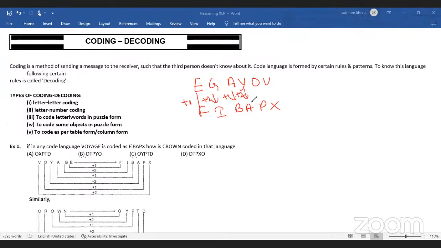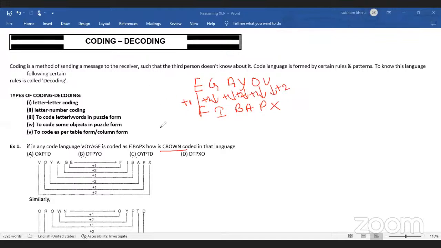So Y plus 2 gives us A. Then again we'll get plus 1. M, N, O, P, right? P, and then again plus 2, after V comes W, then X. So the logic is +1, +2, +1, +2, +1, +2. But this is not for the word voyage. This is for the reverse of the word voyage. So what will crown be coded as?